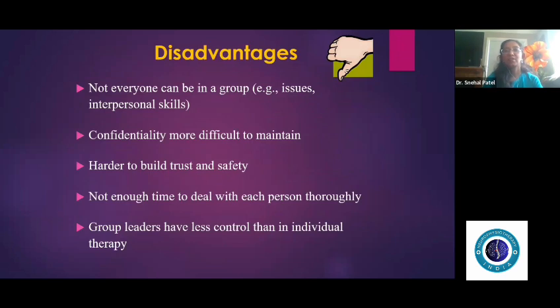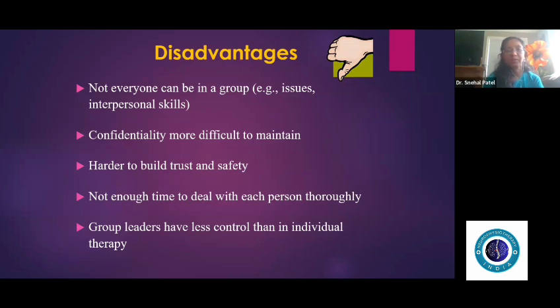The disadvantages: not everyone can be in a group having the same issue or interpersonal skills. Confidentiality is more difficult to maintain, and it is harder to build trust and safety. There is not enough time to deal with each person thoroughly. For example, in a group with spinal cord injury, when one person is doing an exercise, therapists cannot focus on each and every person at a single time. So there is a disadvantage also. Group leaders have less control than in individual therapy.